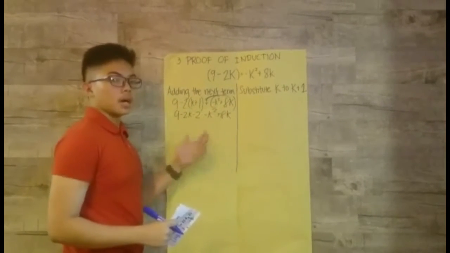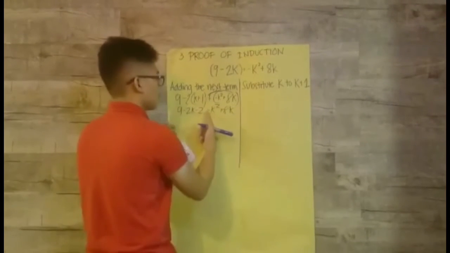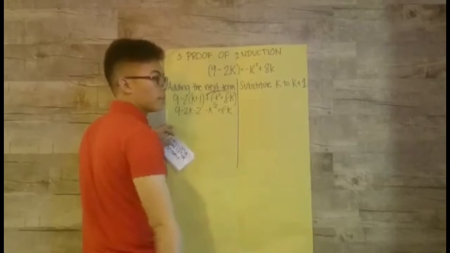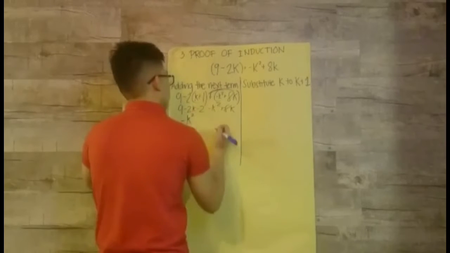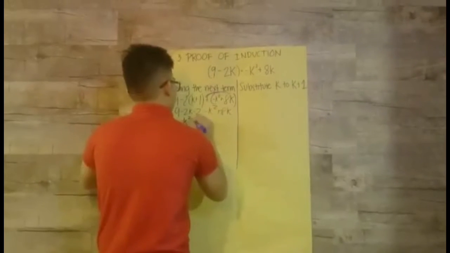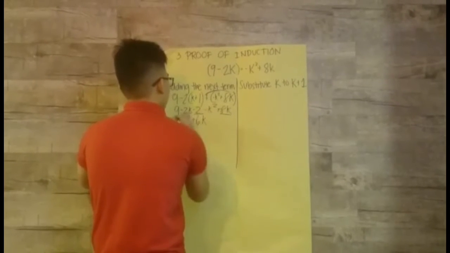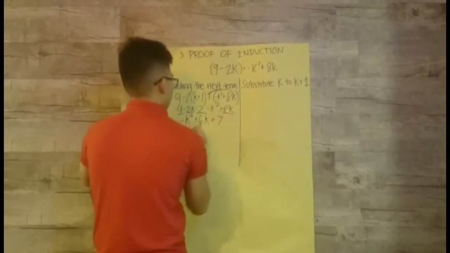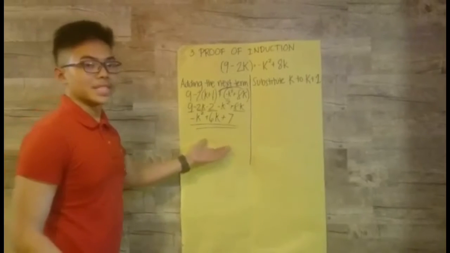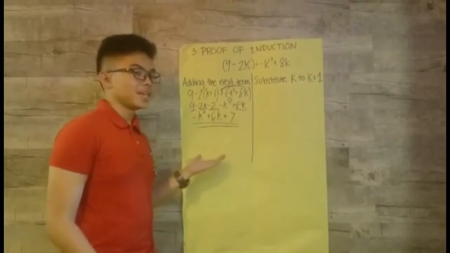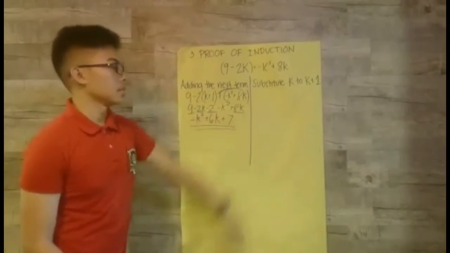After that, add and subtract the like terms. So first, the term with the variable with the highest exponent: negative k squared, plus 6k because of this, then plus 7. So there's no more variable or digit that can be put in a simpler form. So you must go to the next side.